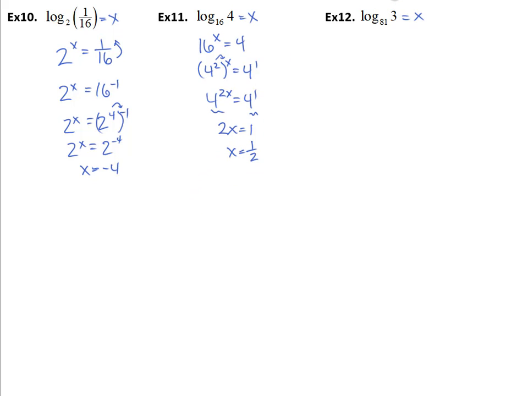81 to what power is 3? 81 to what power is 3? Well, I might need to look that one up, but that is 3 to the 4th power. And 3 I can think of as 3 to the 1st. So distribute your exponents here. And now we've got that one matching base on each side. 4x equals 1, or x equals 1/4 dividing by 4. All right. That's it for this part, but we do have some graphing to talk about.